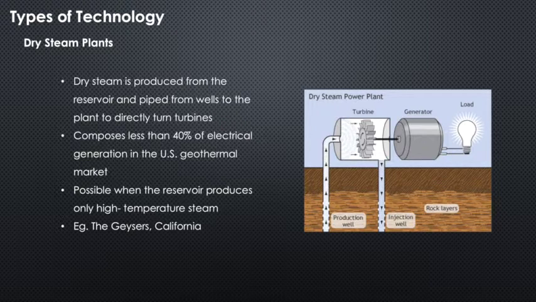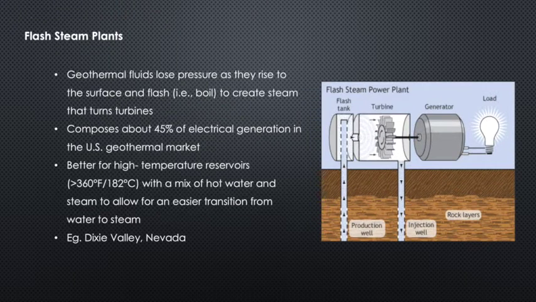The first technology is called the dry steam plant. In a dry steam plant, dry steam is produced from the reservoir and piped from wells to the plant to directly turn the turbines. This technology composes less than 40% of electrical generation in the US geothermal market, possible when the reservoir produces only high temperature steam, for example the Geysers in California.